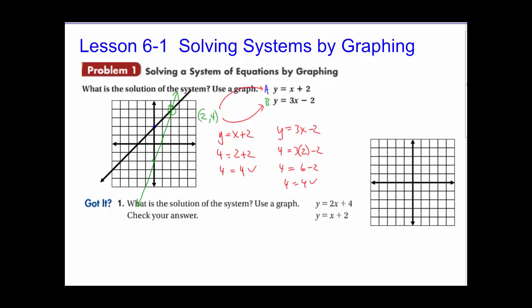Okay. Got it. What is the solution of the system? Use the graph to the right. Go ahead, hit pause. Graph the system, find the intersection, and then check your answer. Go.